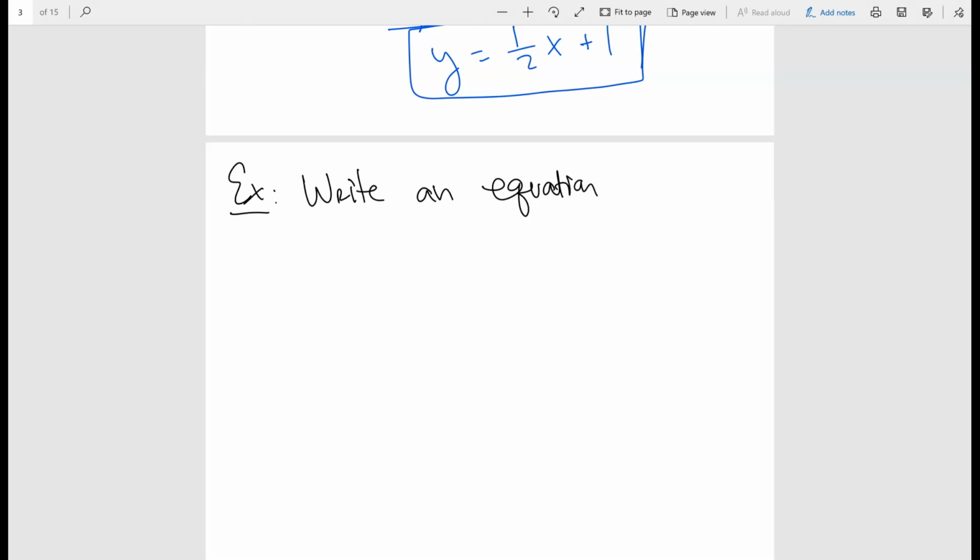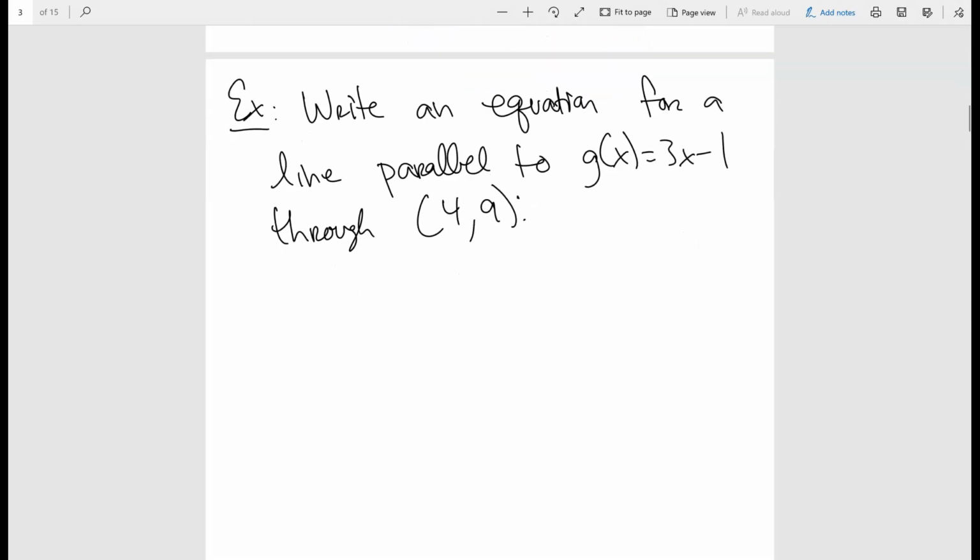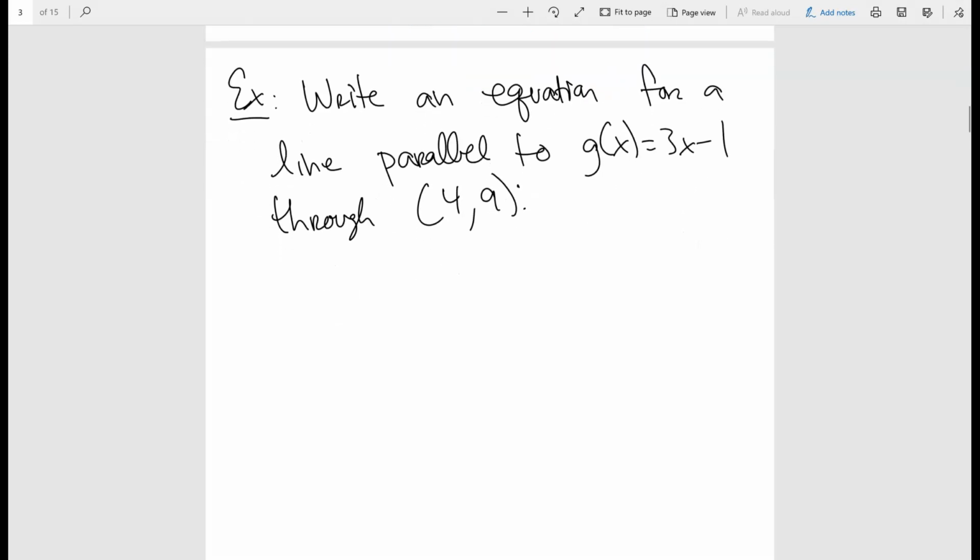Write an equation for a line. Now let's do parallel. Parallel to g of x equals 3x minus 1 through (4, 9). So let's say we have something that looks like that. Now we want to write an equation, and we want it to be parallel to this line.